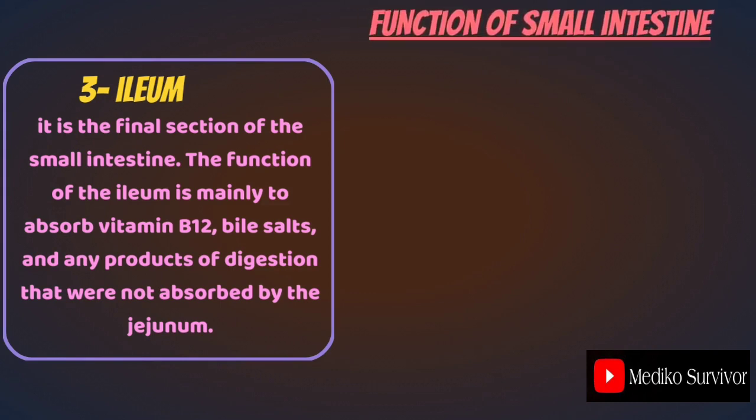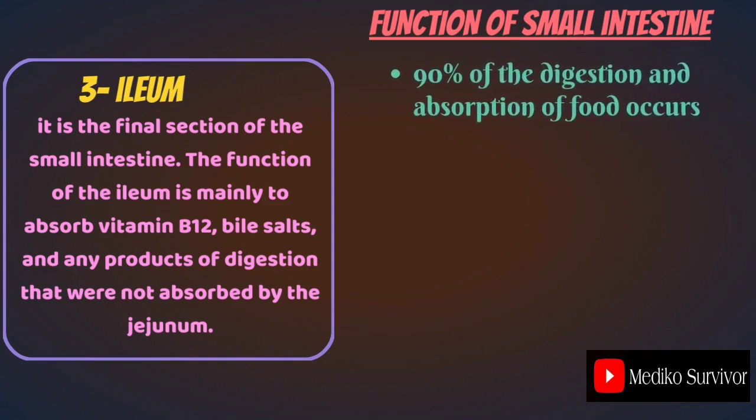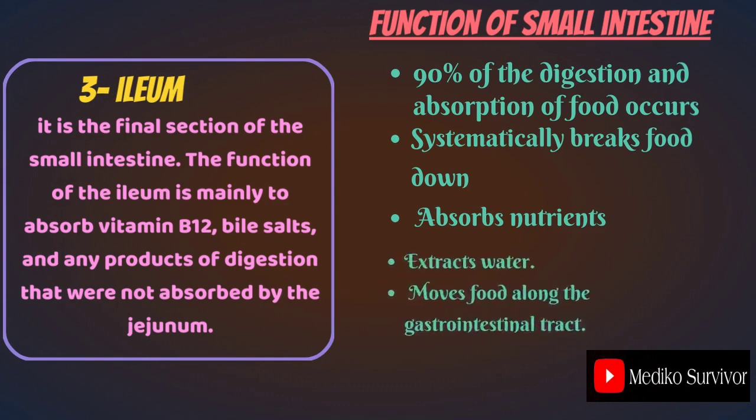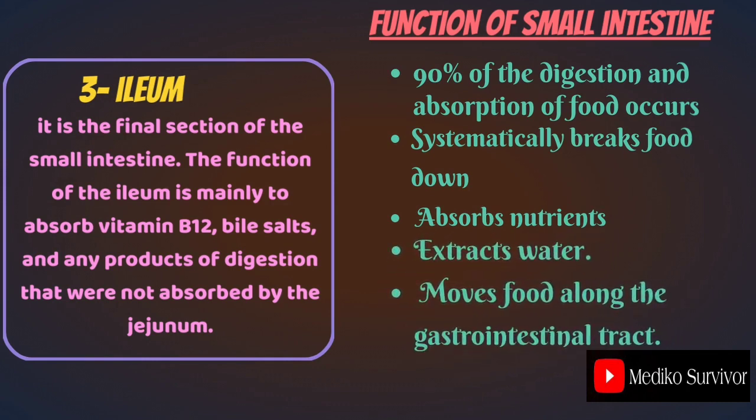Next is functions of small intestine. 1. It is the part of the intestines where 90% of the digestion and absorption of food occurs. 2. It systematically breaks down food. 3. Absorption of nutrients. 4. Extracts water. 5. Moves food along the gastrointestinal tract.